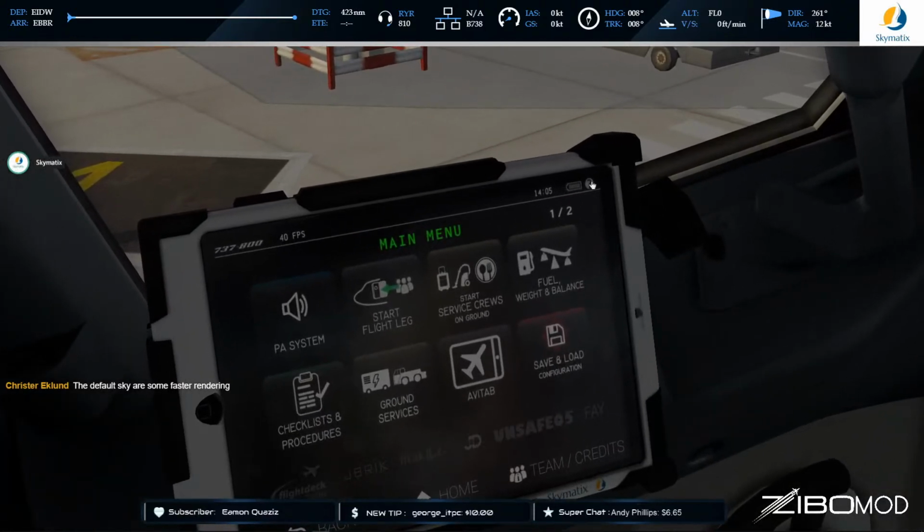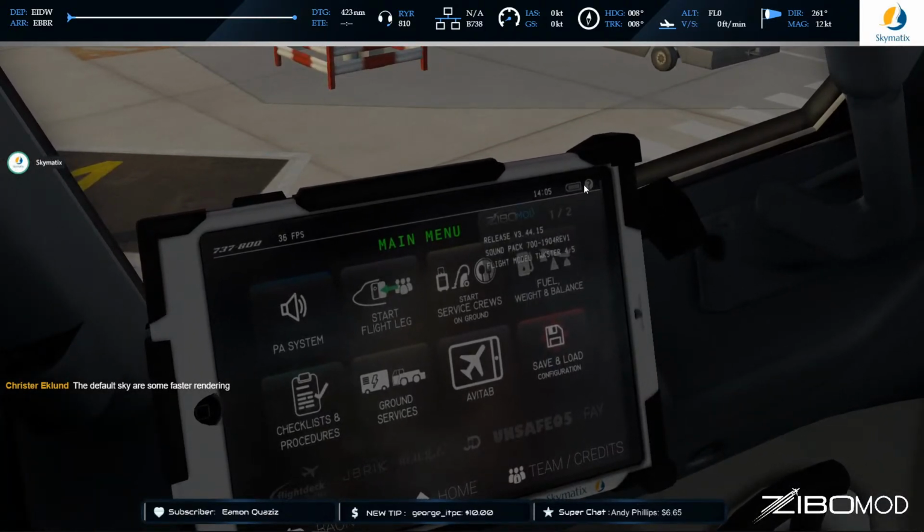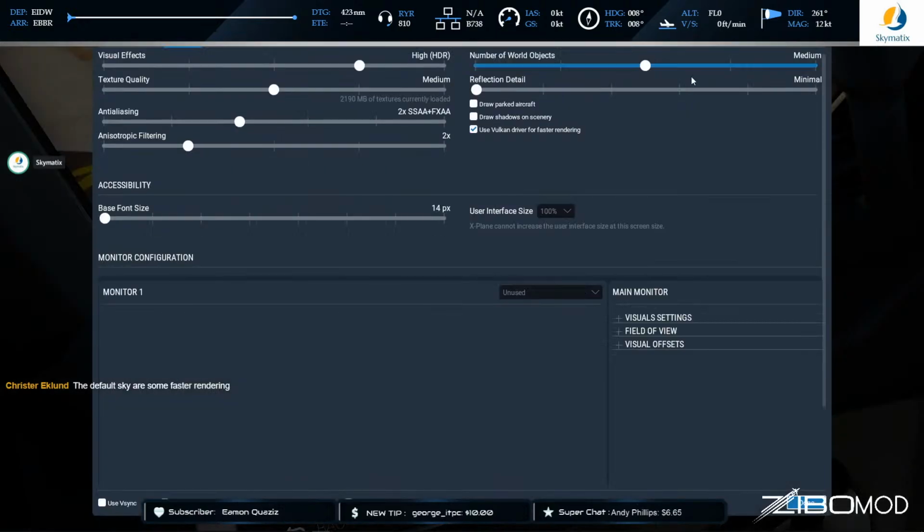So for the record, let's run through a couple of things. This is 4415, the public release that you guys have got, and Vulkan is active. Those are my settings.